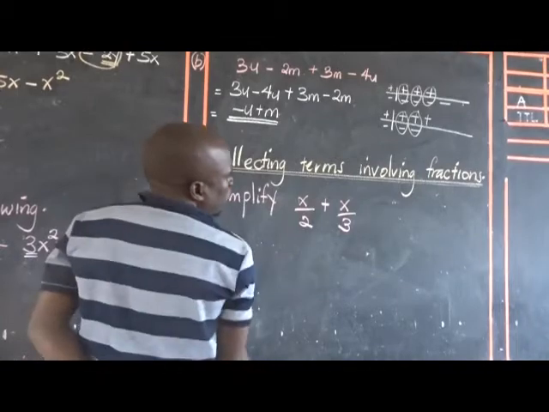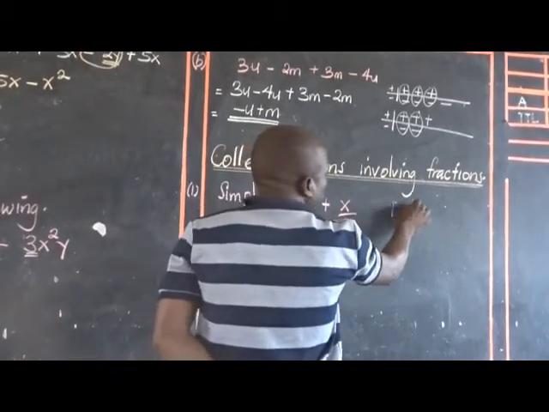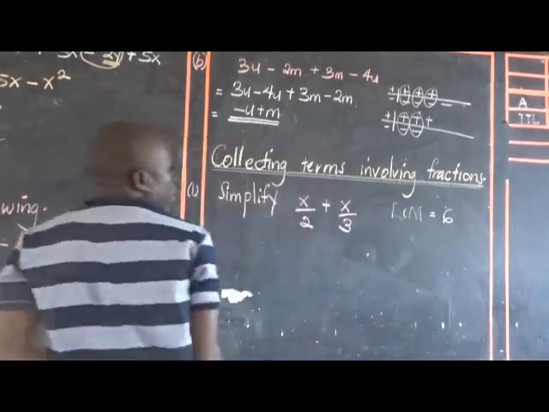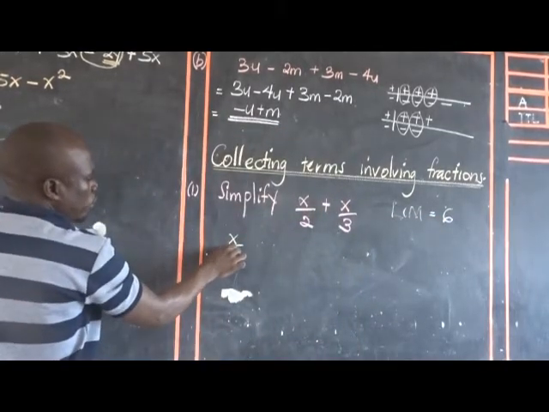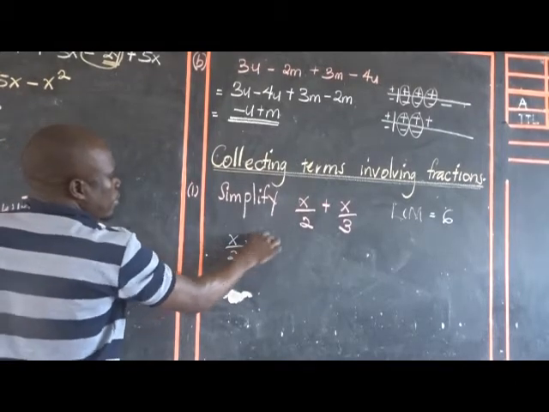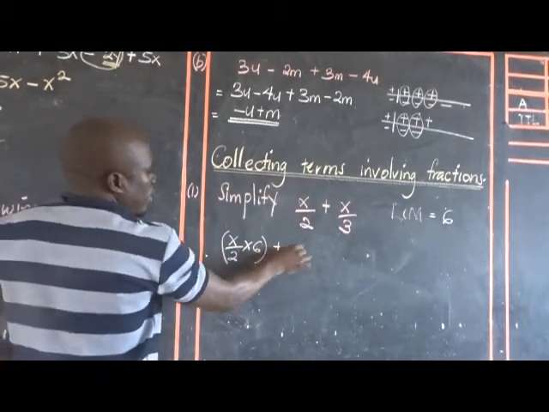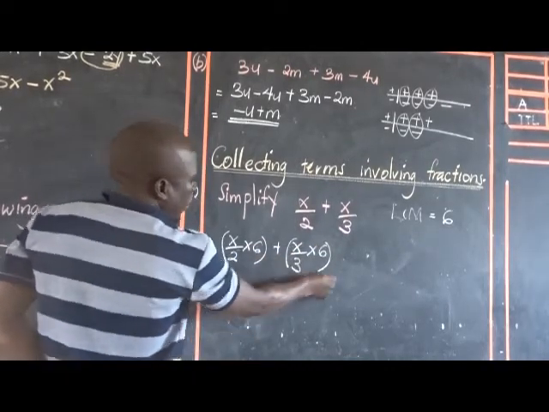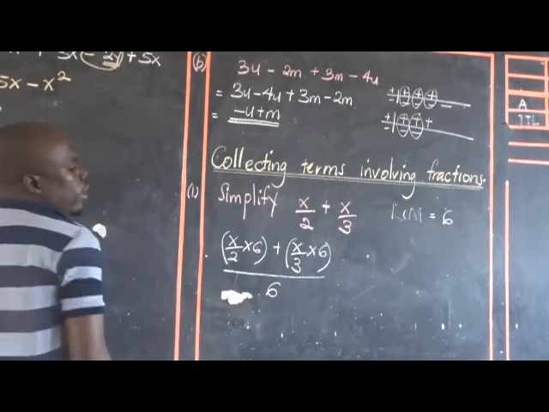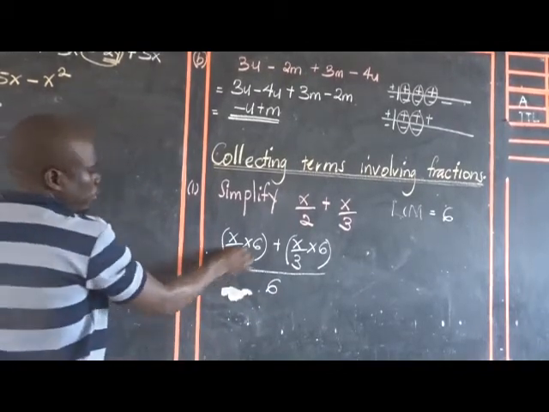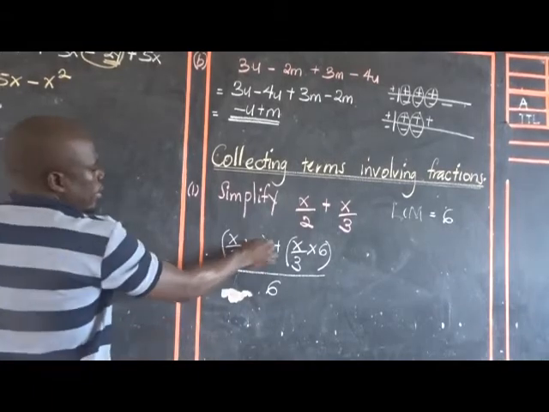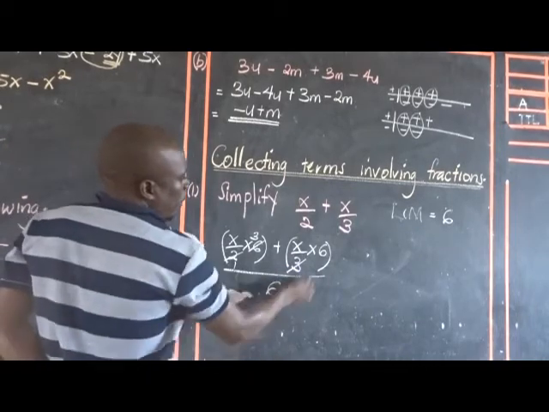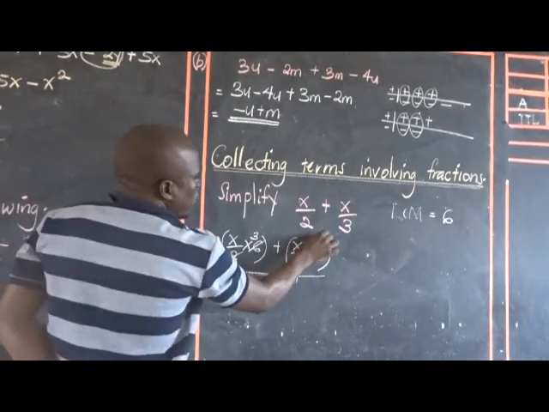What's the LCM of 2 and 3? Our LCM in this case will be 6. So you shall have x out of 2 multiplied by 6 plus x out of 3 multiplied by 6, and then everything out of the LCM, which is 6. We cancel, 2 divided by 2, 1. 6 divided by 2 gives us 3. 3 divided by 3 gives us 1. And 6 divided by 3 gives us 2.